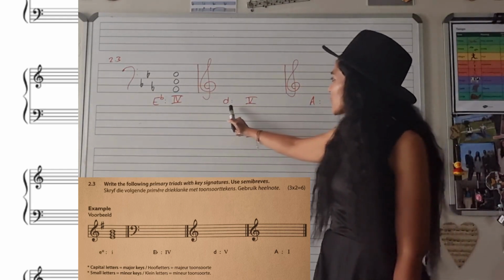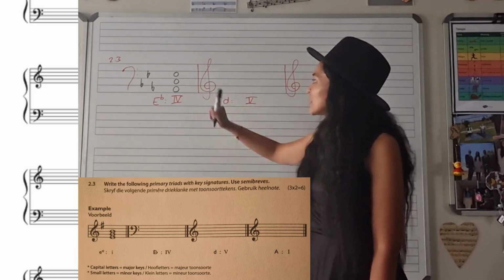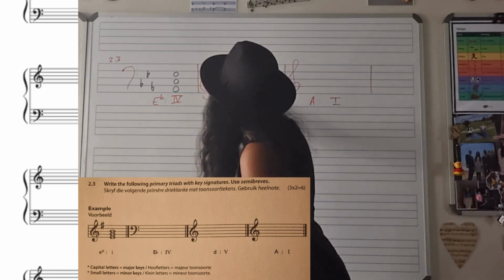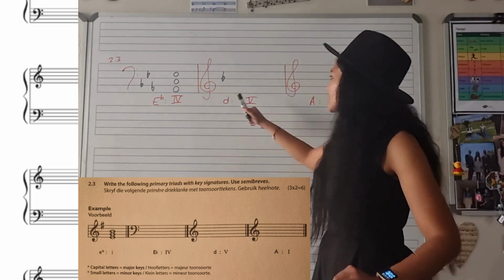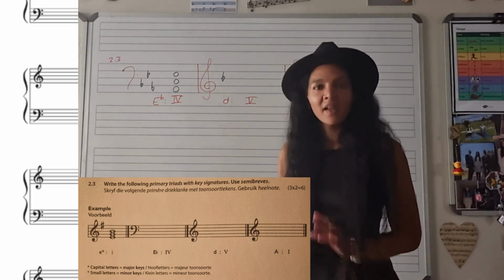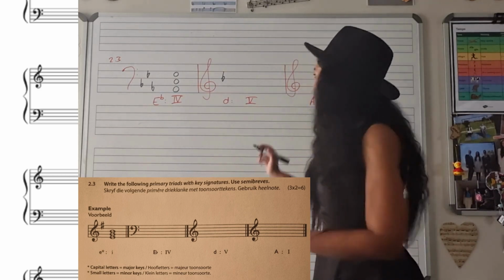And then we are going to move on to D minor. We are in the treble clef. D minor's key signature is a B flat. Yes, it is related to F major. And now we have to think, what is the dominant chord in D minor? The dominant of D is A, so we start our triad on A.